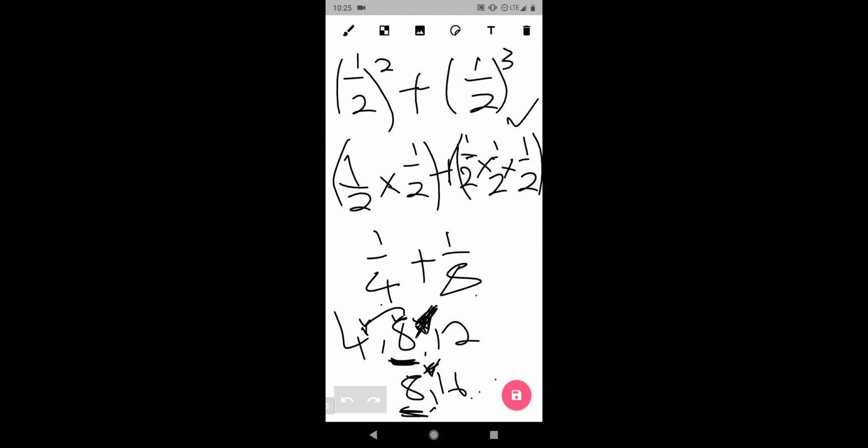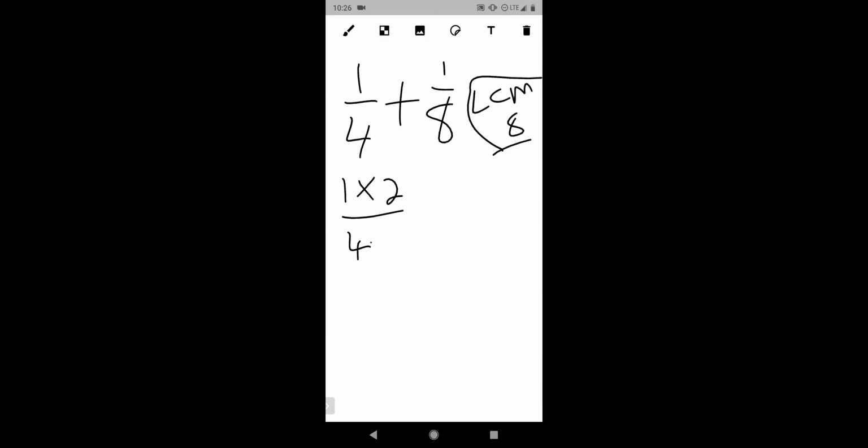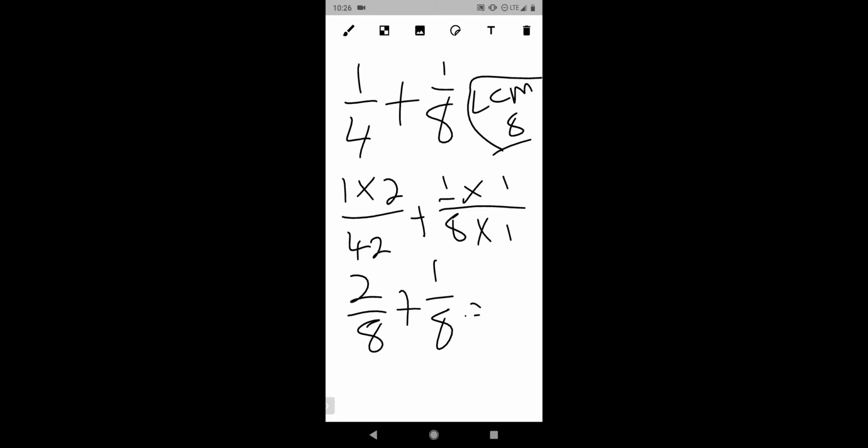So let's have a clean slate, because I feel like this one was a bit complicated for you guys. Okay, so here's our fraction. Our lowest common multiple is 8, right? How many times did we move in the multiples of 4? We moved only 2 times. So we'll have 1 multiplied by 2 and 4 multiplied by 2, plus this one we didn't move at all, but we can say multiply by 1, multiply by 1. So our new fractions will be 2 over 8 plus 1 over 8. Now we can add our fractions.